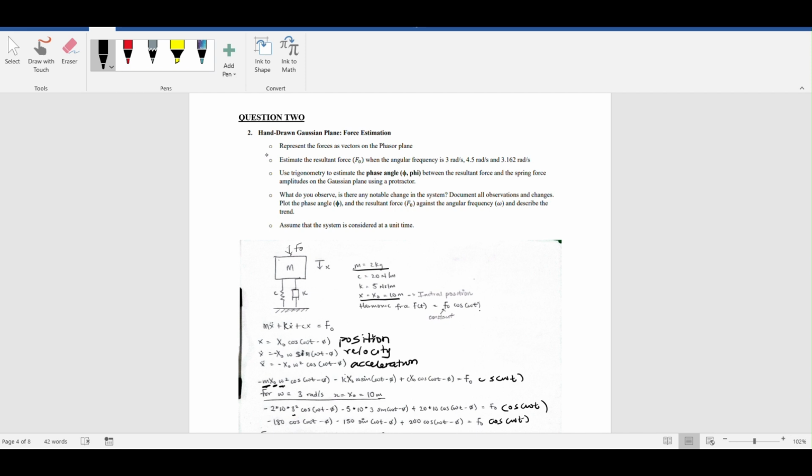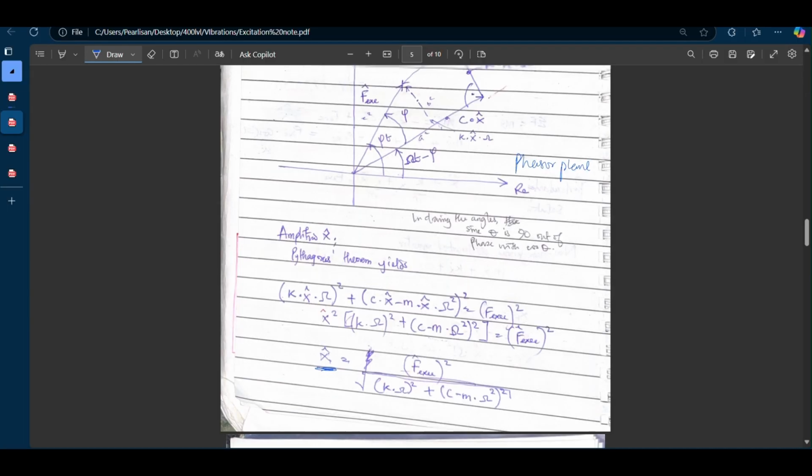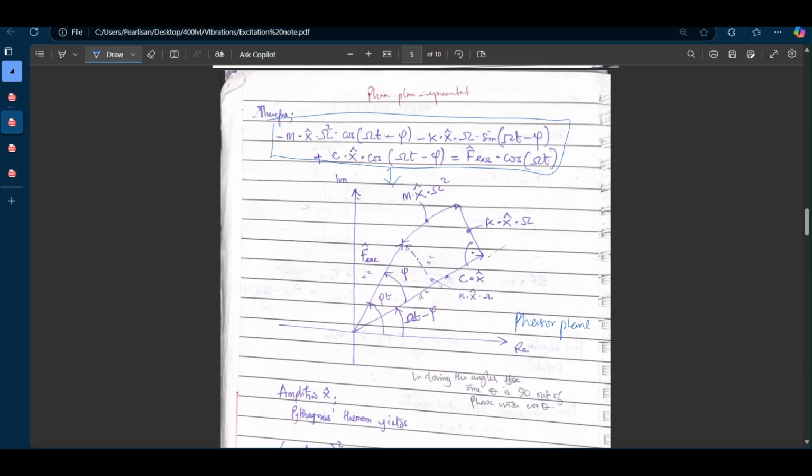So for question two, he wants us to draw a phasor plane. What does a phasor plane look like? If you come to Praise's notes here, this is what a phasor plane should look like. And this is the equation used to get the phasor plane. I'll show you how to get the equation for this question we're going through.